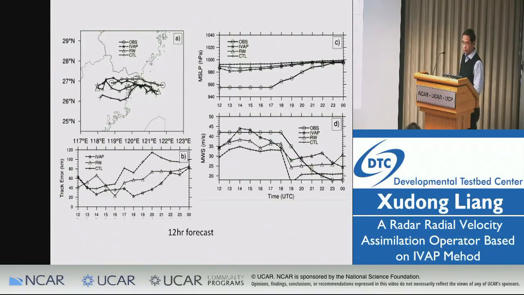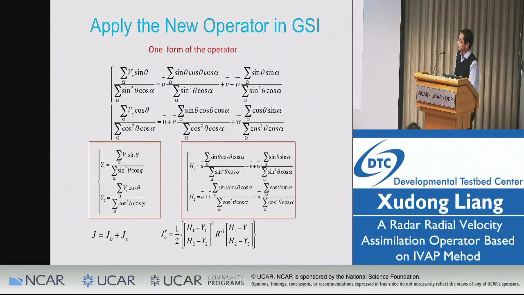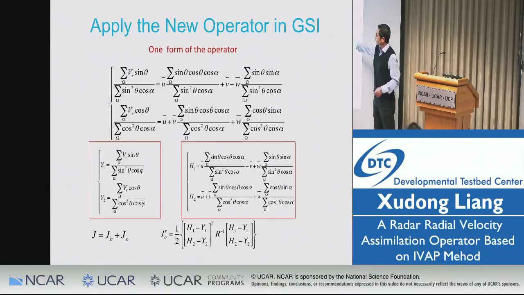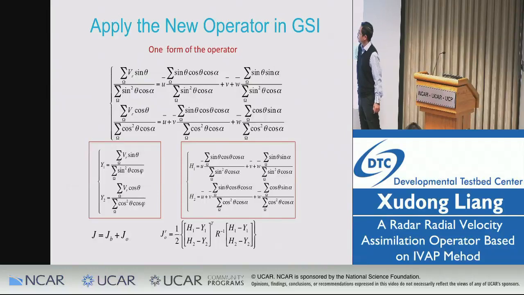So what we are going to do is how to merge this operator into the GSI system. There are two forms to apply this operator in GSI. The first one is, as we know, we use this equation. This is the observation space, and this is the model space. So in the data preprocessor, we calculate the left side of the equation to calculate the two parameters. And we also record the weight here.